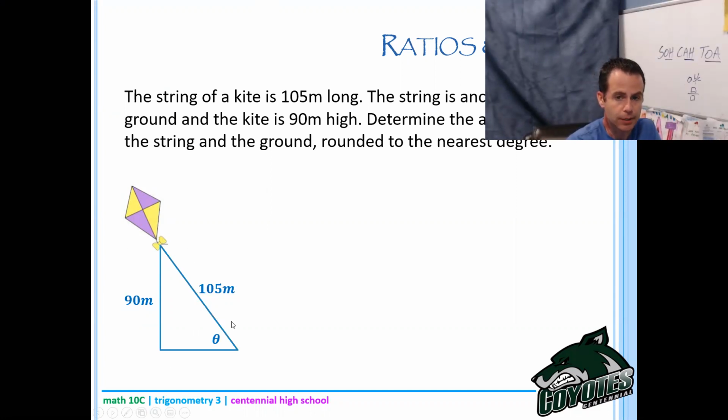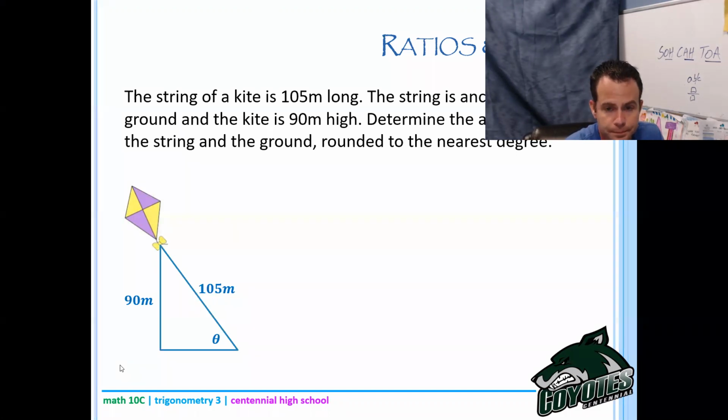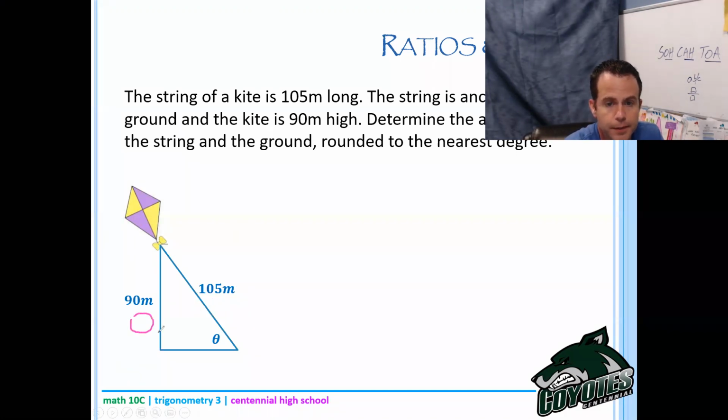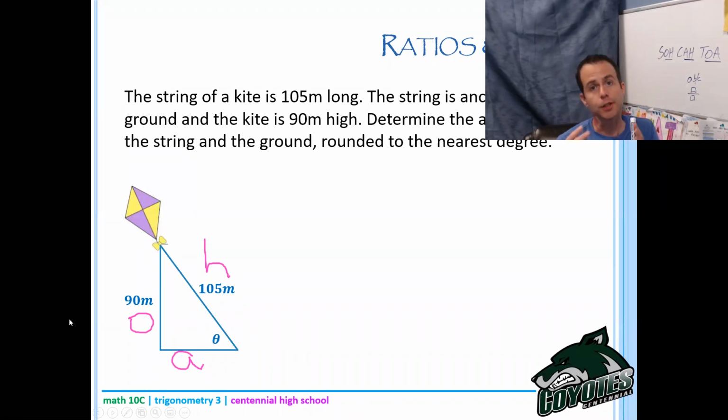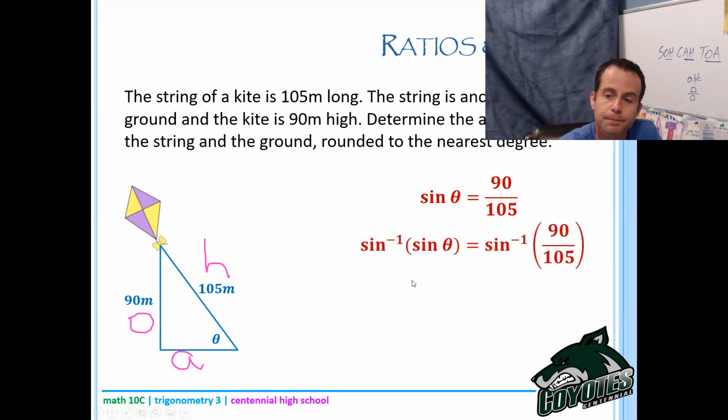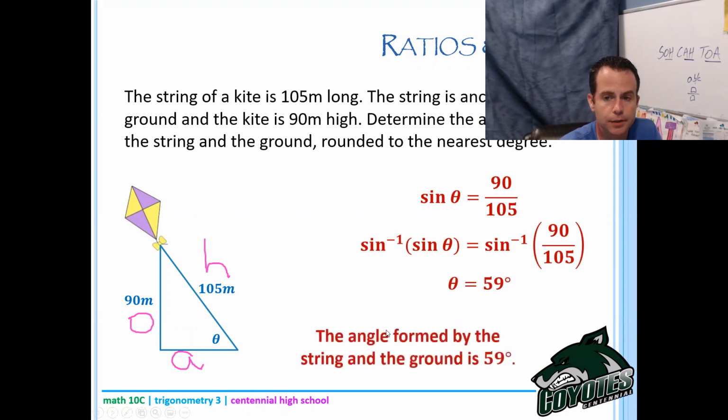So here's the ground, here's the string. So I marked theta as the angle formed by the string and the ground. And now I'm gonna solve. Well, what am I looking for? This is opposite, this is adjacent, and this is hypotenuse. I have the opposite and the hypotenuse, so I want to solve this using the trigonometric function that uses opposite and hypotenuse at the same time. That is sine. So I'll say sine of theta is 90 over 105, and I will arc sine both sides, and that will leave me with theta equals 59 degrees. So the angle formed by the string and the ground is 59 degrees.